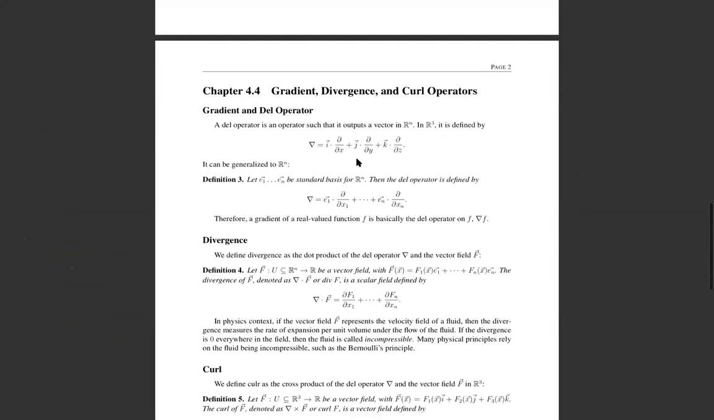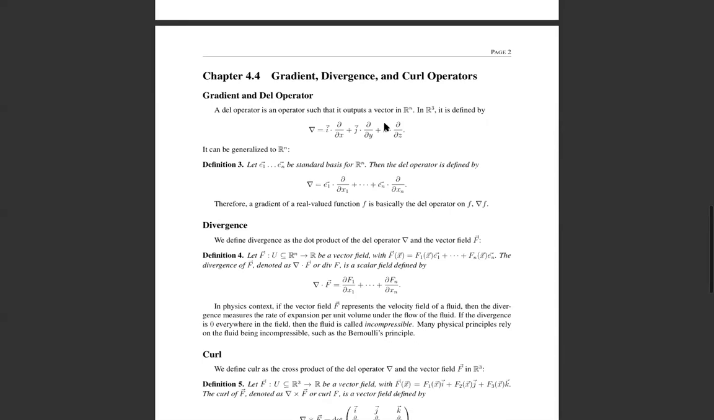So next we will do some vector analysis on the vector field. All right, so in this case, we'll introduce some operators on this vector field. The first one is called the del operator. A del operator is, like it sounds, an operator, meaning it will input a function and output a vector in Rn.